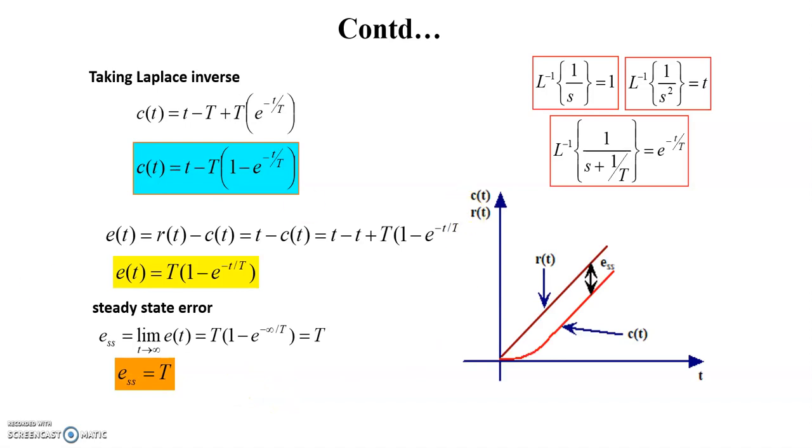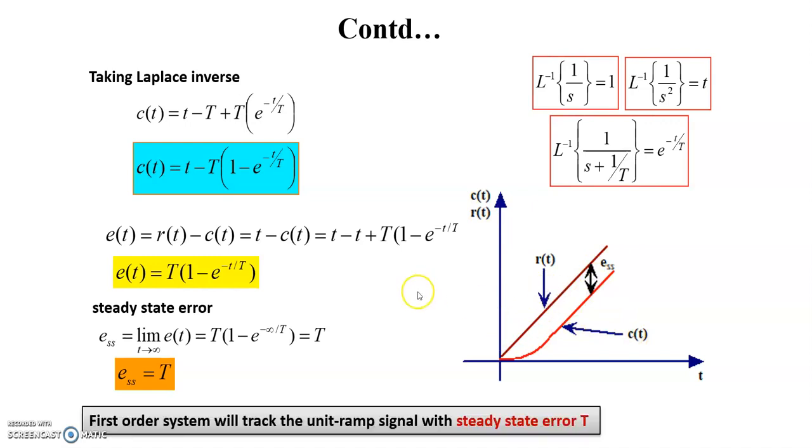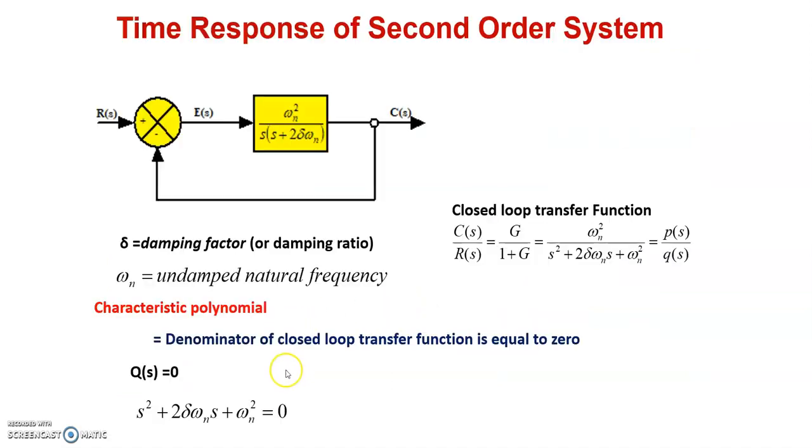So this is the relationship between time versus c of t and r of t. This is the steady state error. This is r of t. This is c of t. This one is r of t. The first order system will track the unit ramp signal with the steady state error tau.